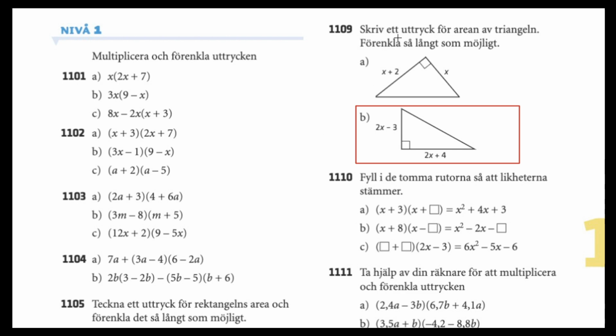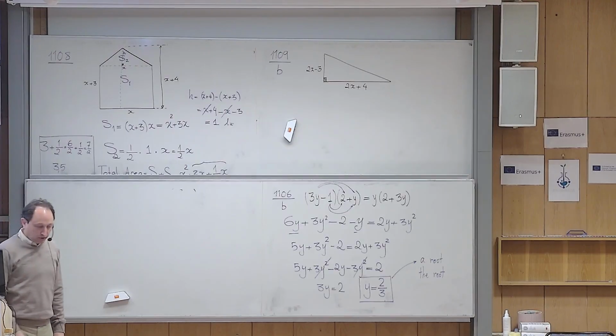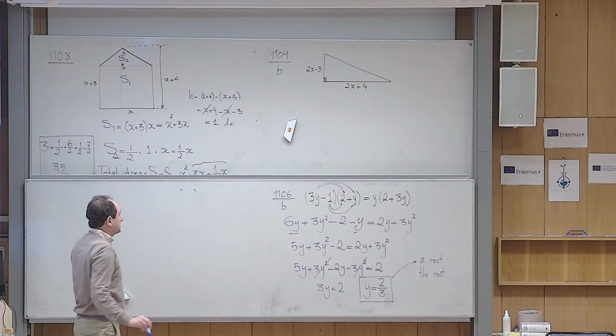So this question is asking for what? Find an expression for the area of the triangle and simplify it as much as possible. Okay, so I want to wait for you only 2 minutes. Okay, I think time is enough for this, it's not hard.